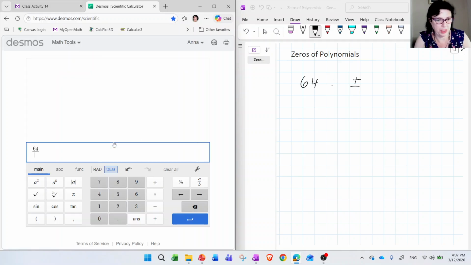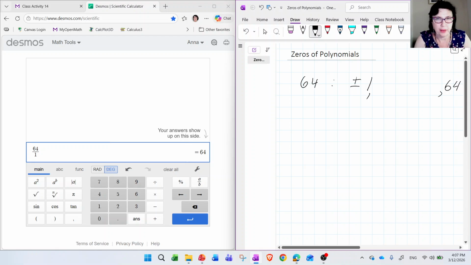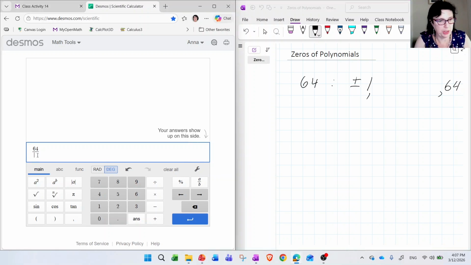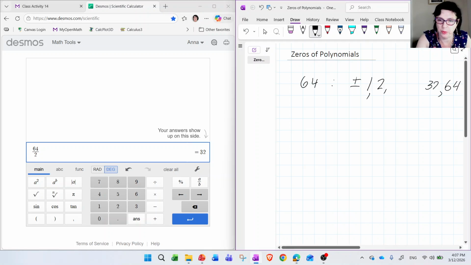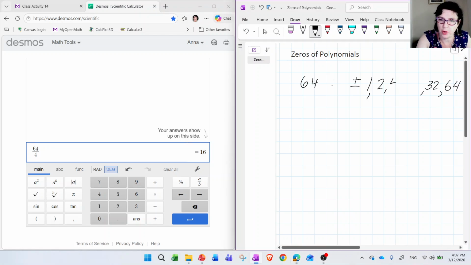Now, always going to be 1 itself. So 1 and the number. So 1 and 64 are, of course, factors. That's always going to happen with any number. How about 2? So let's divide 64 by 2 and see if the answer is an integer. Yes. So 2 and 32 would be also factors. Okay, how about 3? Well, that's not happening because we got a fraction, right? What about 4? 4 is actually going to work. So 4 and 16 will be possible factors.